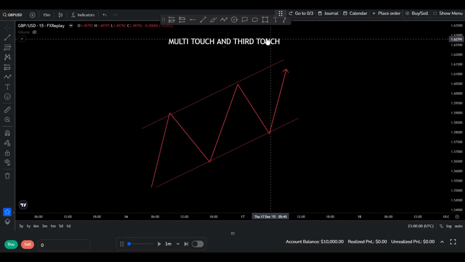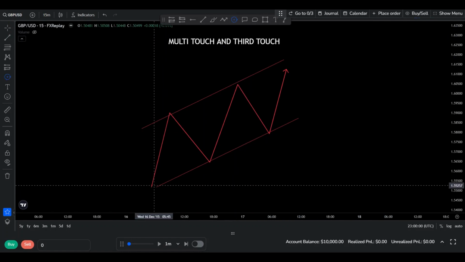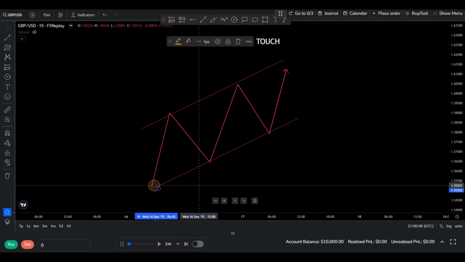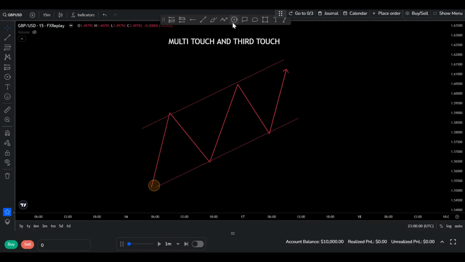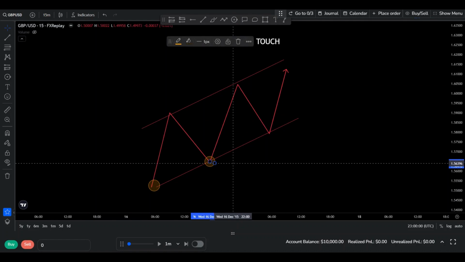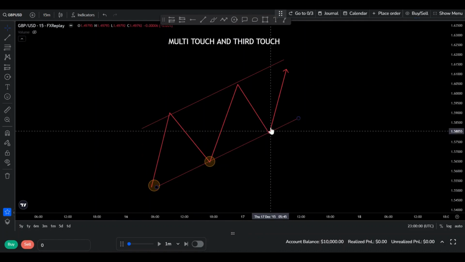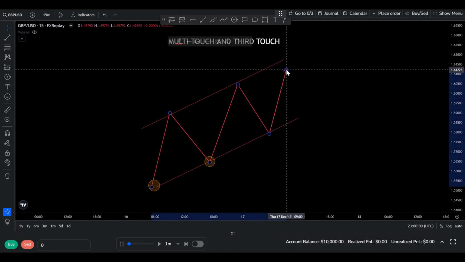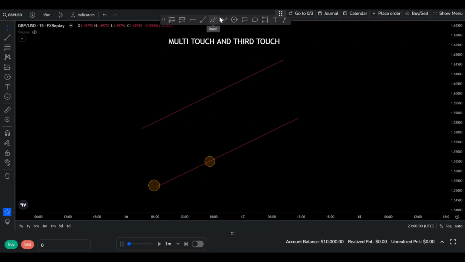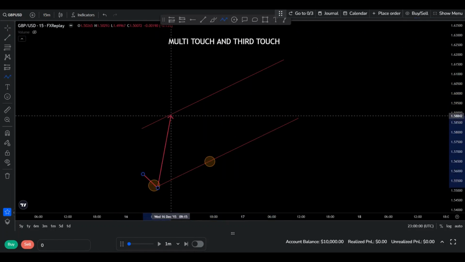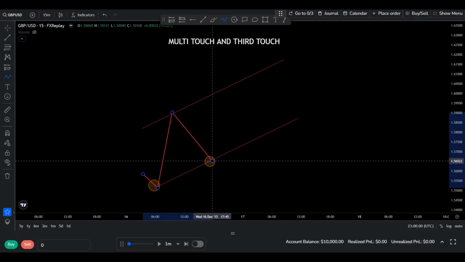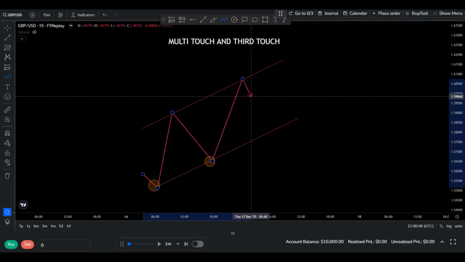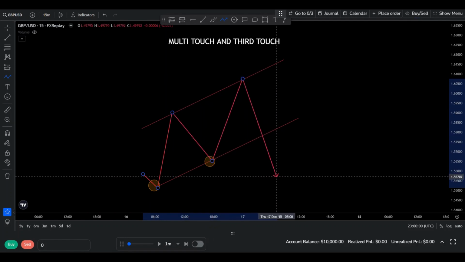So what does this mean? The first point, which is this point, is the first touch. Then the second point, let's say you have two lows, the second low is the second touch. Then at the third touch, let me just redraw that, pardon my drawing skills, at the third touch we're anticipating that price breaks the pattern.